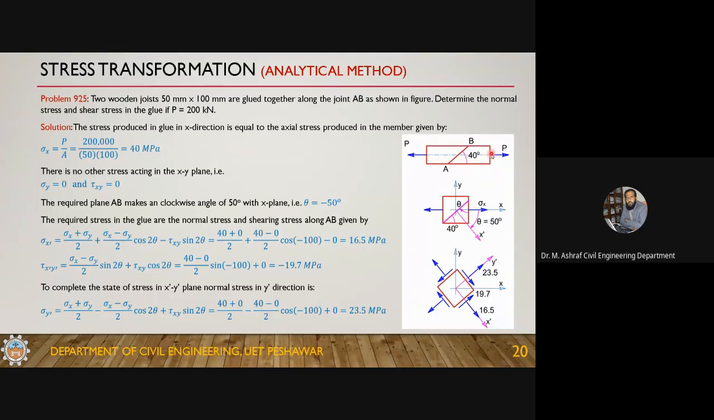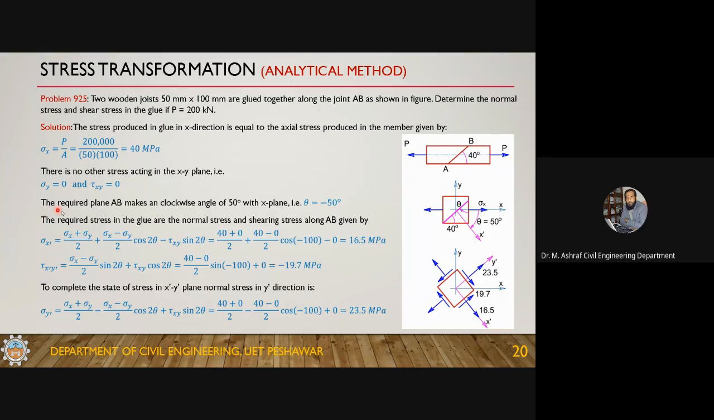But since the glue is applied in an inclined direction and there is no stress in the vertical direction, sigma y is 0 and there is no shear stress in this case. So you have the state of stress defined by sigma x is 40, sigma y is 0, tau xy is 0. Now, this is the required state of stress. Just concentrate on this red stress element. This is the only stress acting on this element in the xy frame of reference.